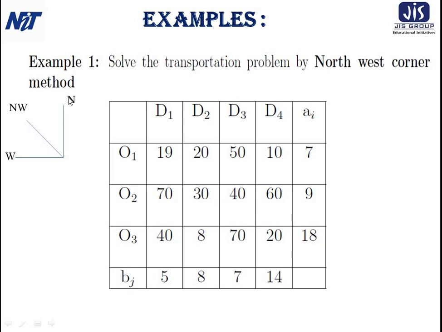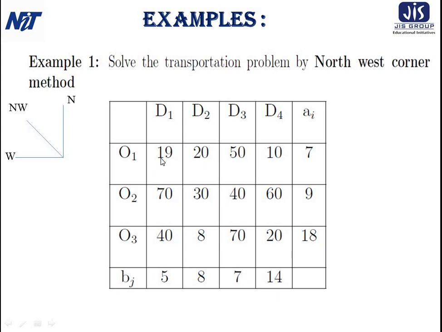Suppose this is the north, and then if it is the north, then this is the west. So, this diagonally upward cell is called the northwest corner cell. In this matrix, which one is the northwest corner cell? O1, D1 is the northwest corner cell. So, at first, we have to allot in this cell, O1, D1, because this is the northwest corner cell.